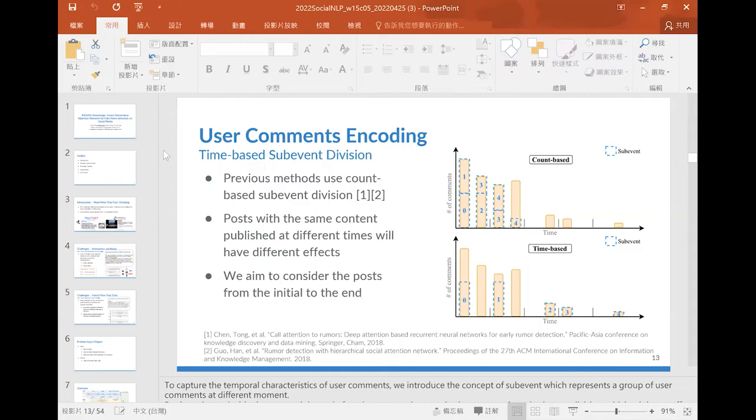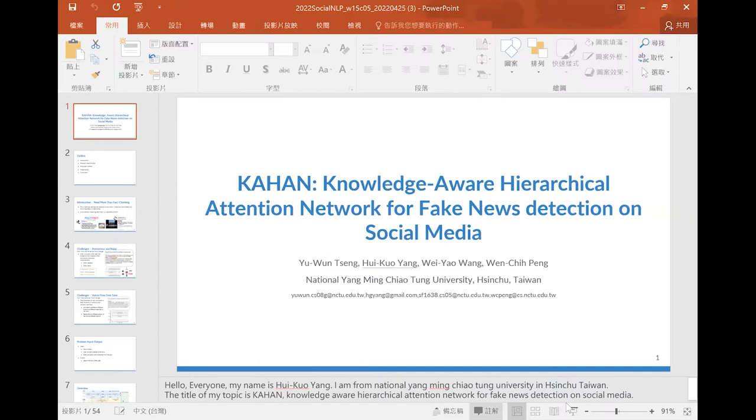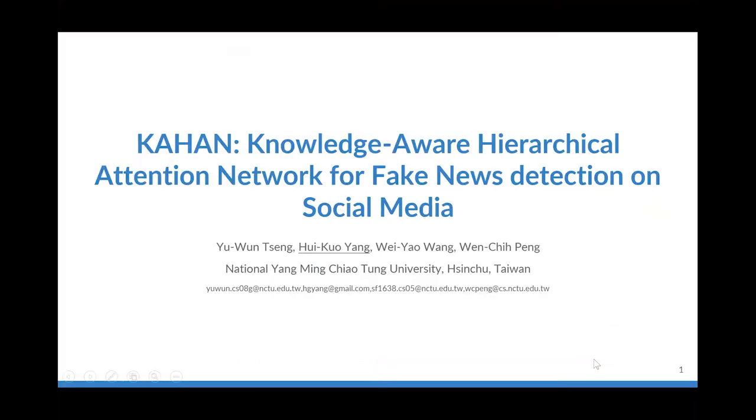Now we need to invite the paper, KAHAN: Knowledge-Aware Hierarchical Attention Network for Fake News Detection on Social Media. I find that one of the authors is here. Hui Guo, are you here now for the presentation? Yes. Okay, now please share your screen for the presentation. Okay, thank you. Yes, I can see your screen. Please go ahead.